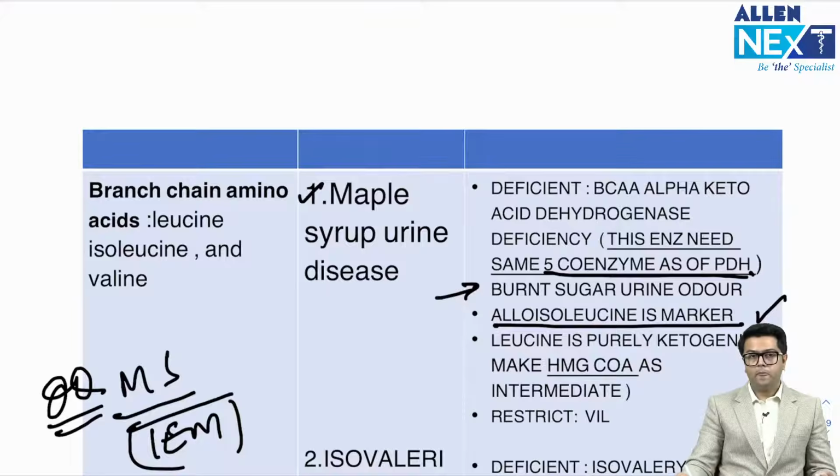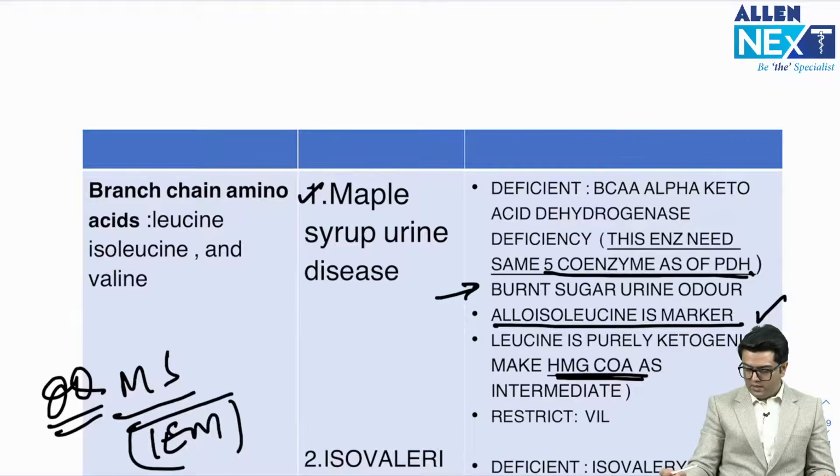Some more points about the branch chain amino acids: leucine is a purely ketogenic amino acid, right? And HMG coenzyme A is an intermediate in the pathways of cholesterol and ketogenesis. So what are the 3 pathways which have HMG coenzyme A as a common intermediate? Leucine, cholesterol and ketone body synthesis. Clear? HMG coenzyme A, right guys?